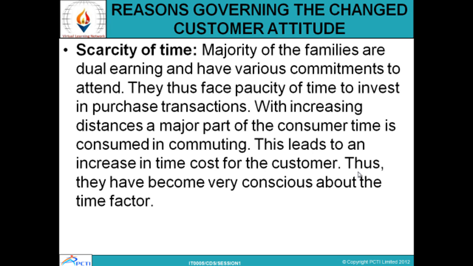Reasons governing the changed customer attitude. First is scarcity of time. Majority of the families are dual earning and have various commitments to attend. They thus face paucity of time to invest in purchase transactions. With increasing distances, a major part of the consumer time is consumed in commuting. This leads to an increase in time cost for the customer and thus they have become very conscious about the time factor. So they have little time in their hands to go out and shop, and also most of their time is being spent in commuting as the offices are far from their home.